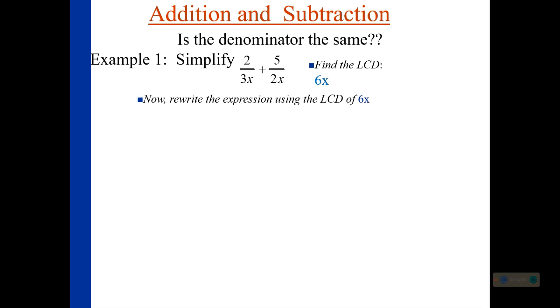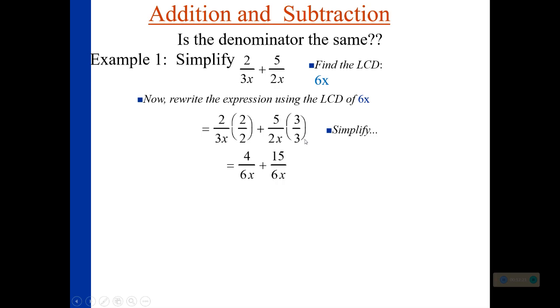Now, you are going to rewrite the expression using the LCD of 6x. Okay? So, you will have 2 over 3x times 2 over 2 plus 5 over 2x times 3 over 3. Just like what we have done on fractions. And then, you will obtain 4 over 6x plus 15 over 6x. And then you are going to continue in addition. So 4 plus 15 over 6x will be equivalent to 19 over 6x. Okay? So there is no common factor on the numerator and the denominator. That's why this will serve as your final answer.